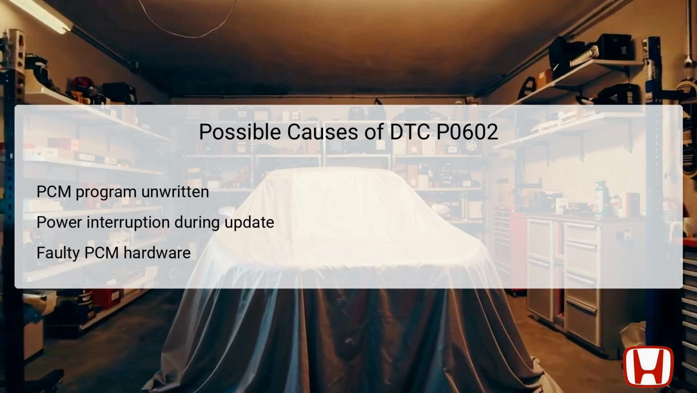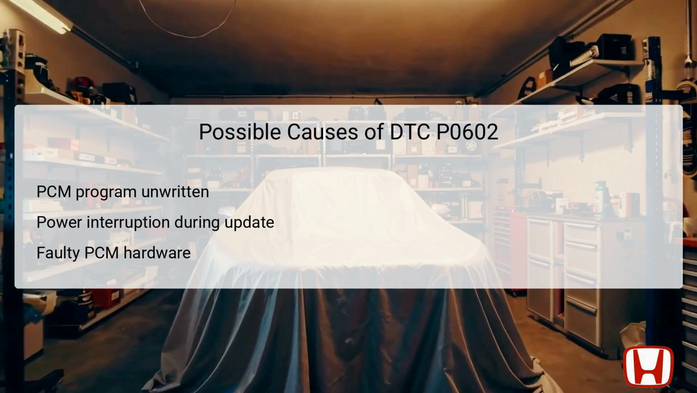The potential causes of DTC P0602 begin primarily with the possibility of the PCM program being unwritten. This situation typically occurs when there is an unexpected power interruption during the programming update, thereby preventing the program from fully deploying. Additionally, hardware issues within the PCM itself can lead to failures in program writing or retaining updated information.